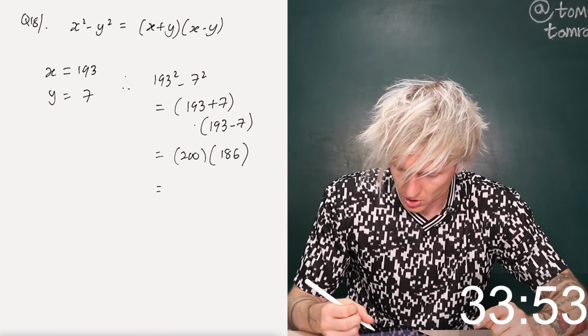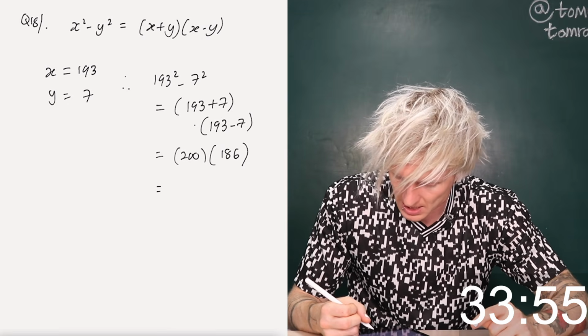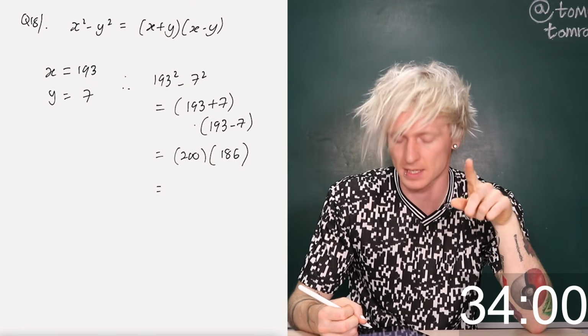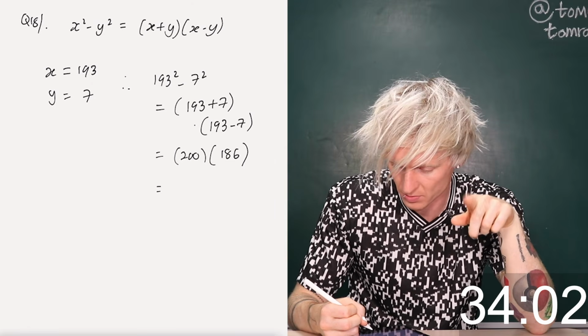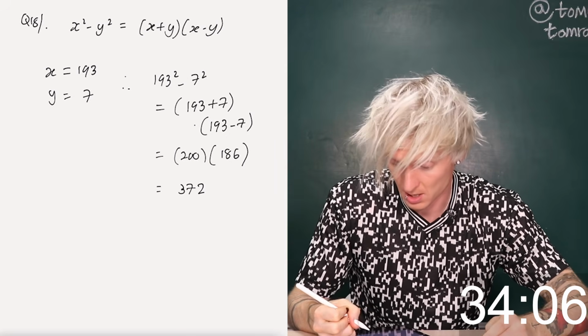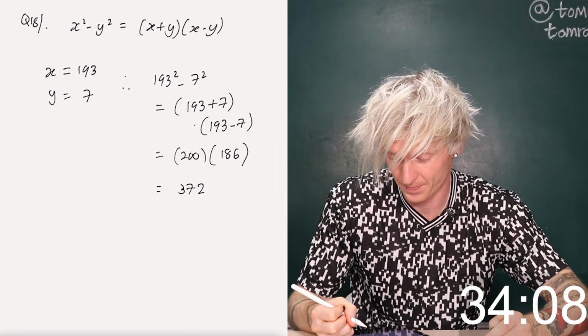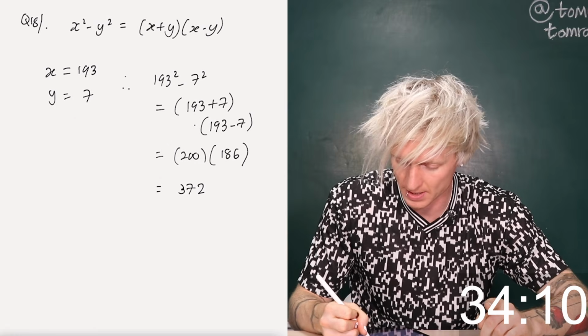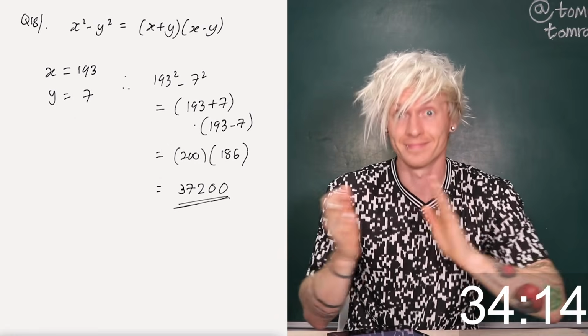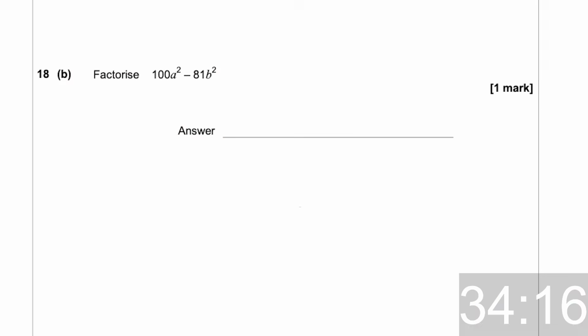So 200 times 186, so let's double it and then add 2 zeros. So 186 times 2 would be 372, he says, with no conviction. Yes, that's right, 372, and then add 2 zeros. So 37,200 is the answer, I hope.